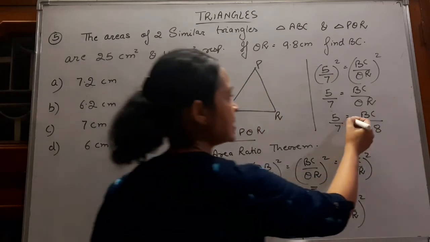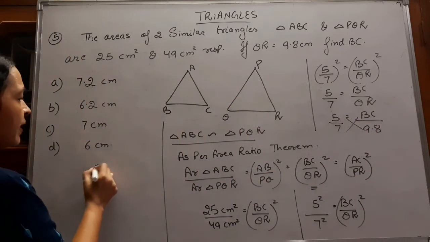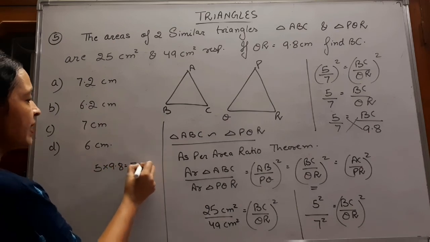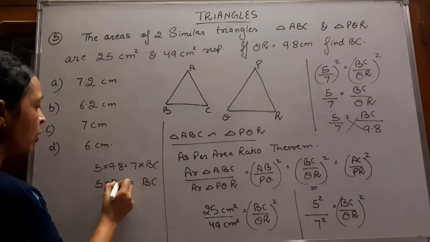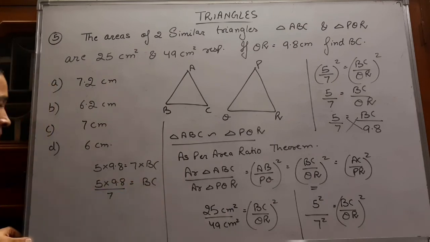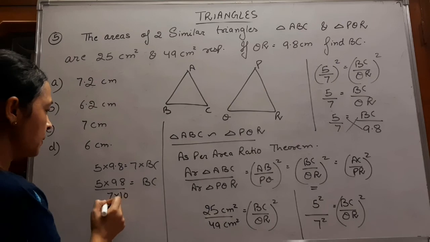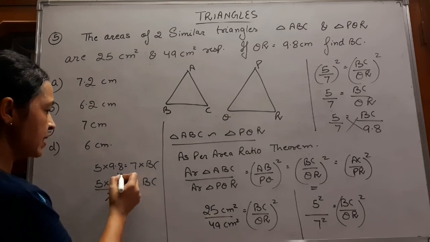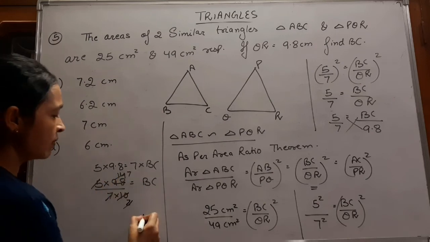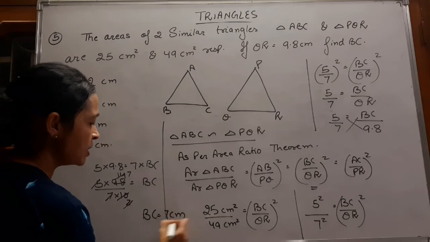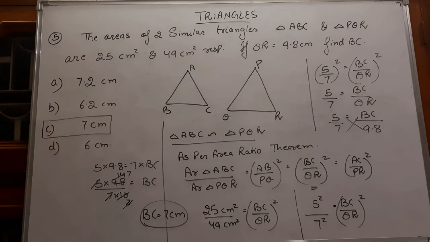What do we have to find? BC. Cross multiply: 5 into 9.8 equals 7 into BC. So what will be the value of BC? 5 into 9.8 by 7. Take the decimal out and write 10 in the denominator. 7 ones are 7, 7 fours are 28, and 5 twos are 10, and so on. So the value of BC is 7 centimeters. So which is our correct option? Option C is our correct option.